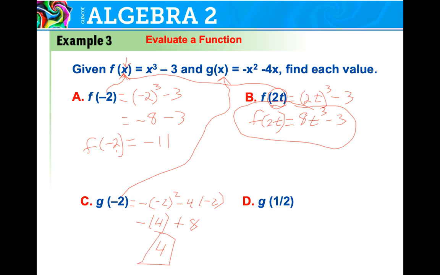So you've got to watch your negative signs on these ones. If you get a little lazy with it, you're going to be in trouble. Make sure you're showing your work. So g of negative 2 equals 4. When x is negative 2, y is 4.